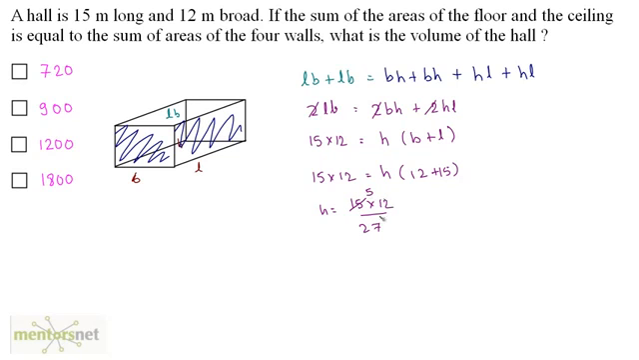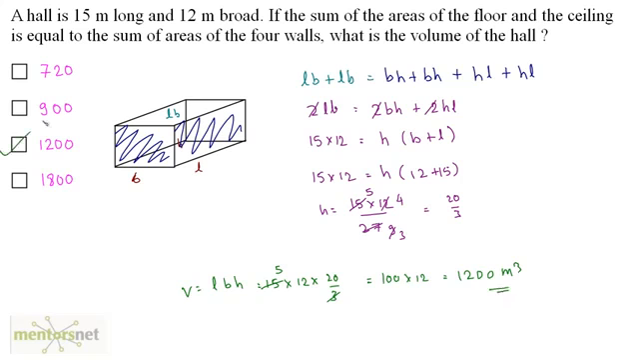So 3 times 5 is 15, 3 times 9 is 27, 3 times 3 is 9, 3 times 4 is 12. Okay, so we have 20 by 3 as the height. Now we want volume. Volume is equal to LBH, right? So 15 times 12 times 20 by 3. So 3 times 5 is 15. So we have 20 times 5, that's 100, times 12, and that's 1200 meters cube. So option C is the correct answer.